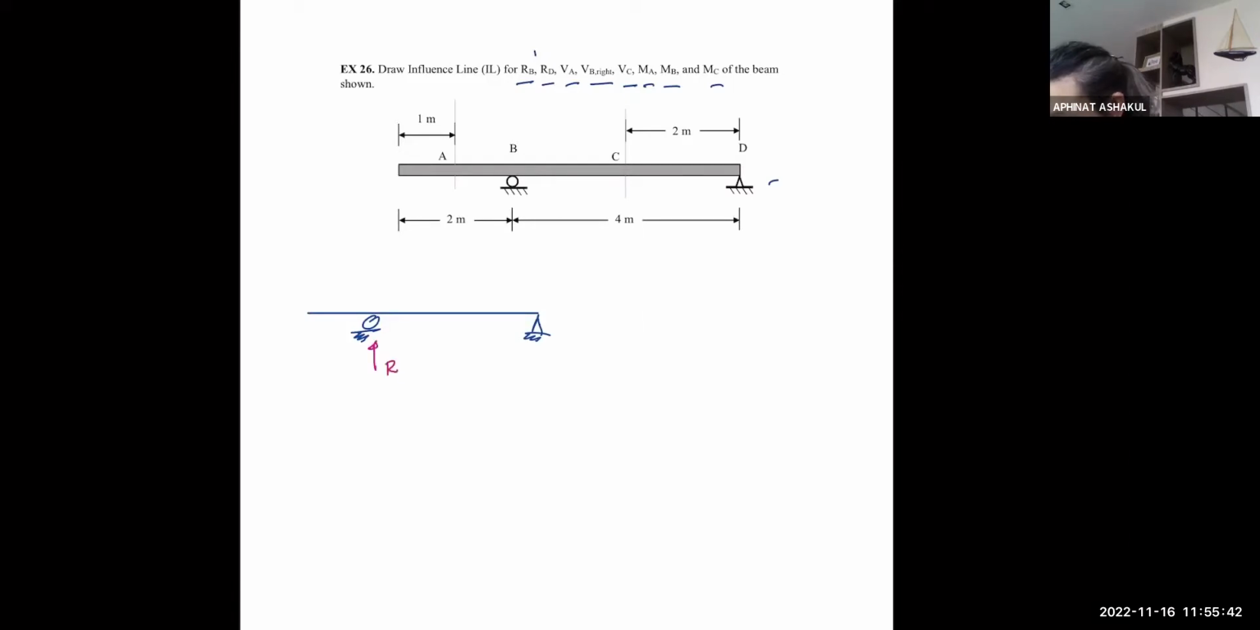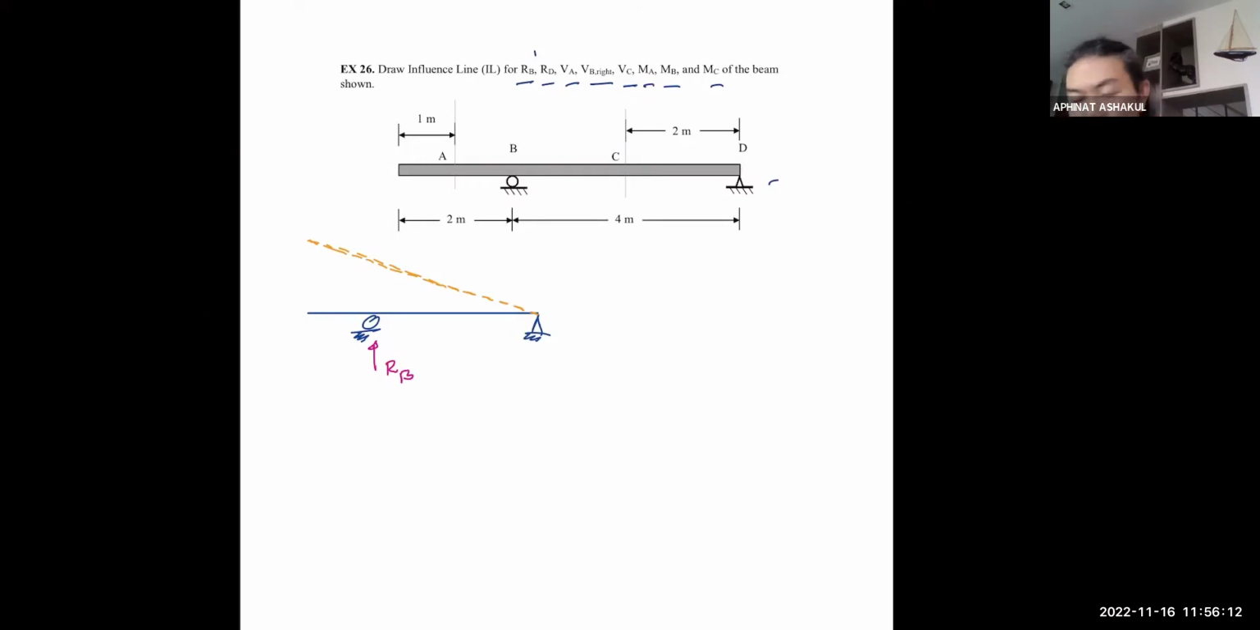RB. Now I want my RB to move freely. It means that RB can now push the beam up like this. Not very straight, but you try to. You guys okay with that? Okay, right? So that becomes the shape of the influence line of RB.